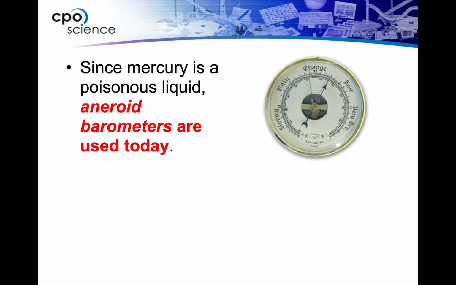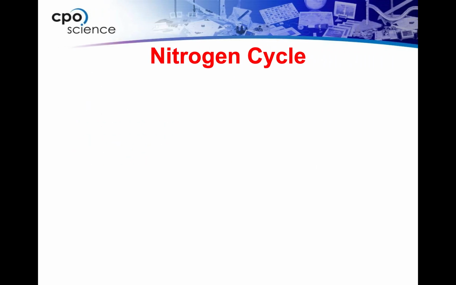Since mercury is a poisonous, toxic liquid, we use what's called aneroid barometers today. My grandparents had one of these at their house. I always thought, how can that tell if it's going to storm, rain, or be nice outside? Because it had a barometer in it. And like I said, barometers are a huge indicator as to what's going to happen with the weather. Is it going to rain? Is it going to snow? All of those things. So really nice tool.